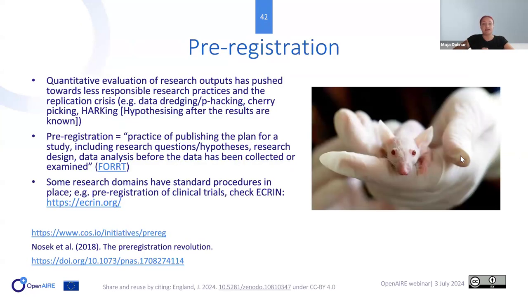So one of these practices is pre-registration. This is basically where you publish a plan of a study. So the research question, hypothesis, research design, how you're planning on analyzing the data before you even start doing the research. So this kind of practice would be highly recommended, adding to your grant proposal to show that you are really trying to make your research as open and transparent as possible.